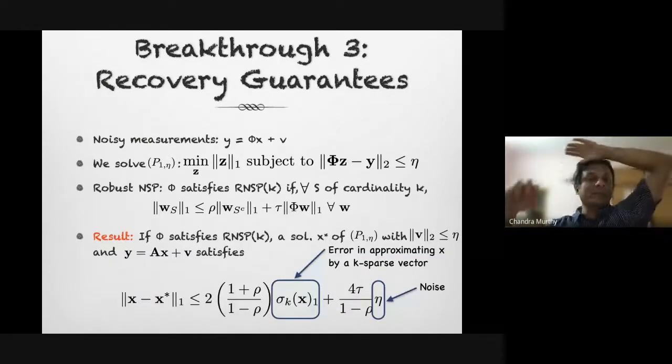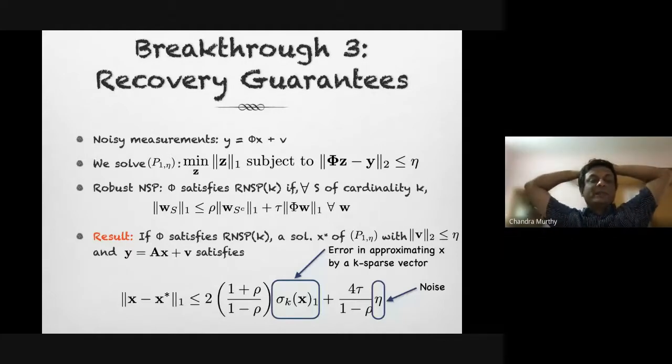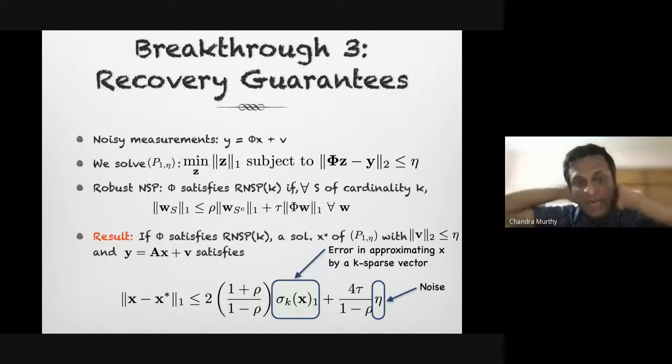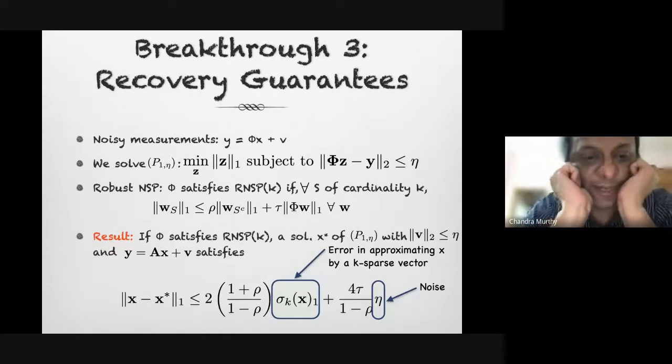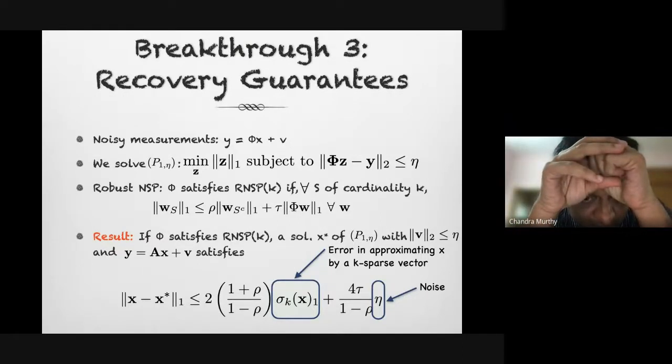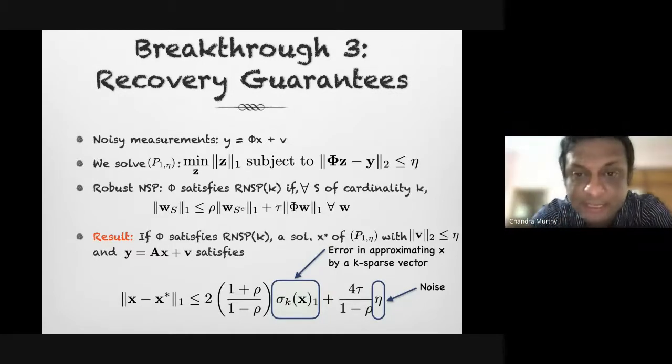The third breakthrough is that these algorithms, like for example the problem of L1 minimization, can actually come with recovery guarantees. What do I mean by that? I mean a result of the form that is shown at the bottom of the slide, which says that if you were to solve this problem P1 eta, which is to minimize the L1 norm of z subject to the L2 norm of phi z minus y being less than or equal to eta. So eta is again your error margin. You're allowing a small error between phi z and y.